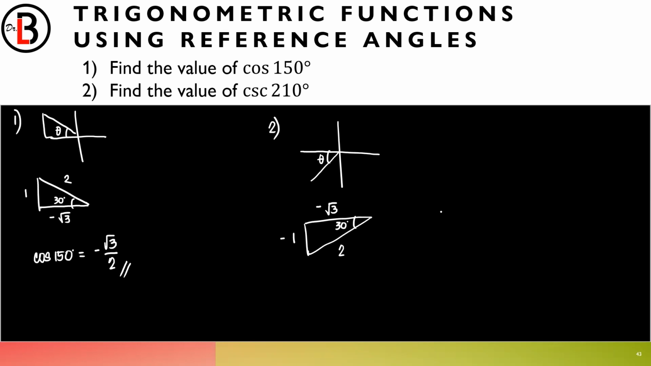And it's cosecant. Cosecant 210 is actually hypotenuse over opposite. So hypotenuse over opposite. So the answer is negative 2.